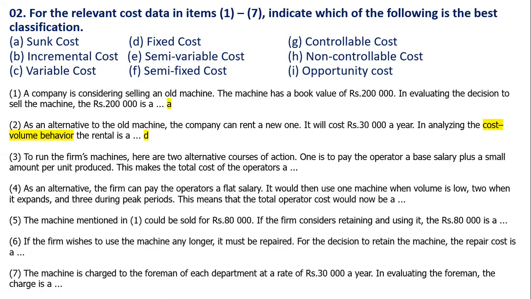The third one. To run the firm's machines, here are two alternative courses of action. One is to pay the operator a base salary plus a small amount per unit produced. Right? So an organization has machines, and to operate these machines there are two alternatives. One alternative is to pay the operator a base salary plus a small amount per unit produced. So how do their wages and salaries go? There is a base salary, and added to that is a small amount based on the number of units produced. So then what kind of cost is that? Yeah. What kind of cost is that?